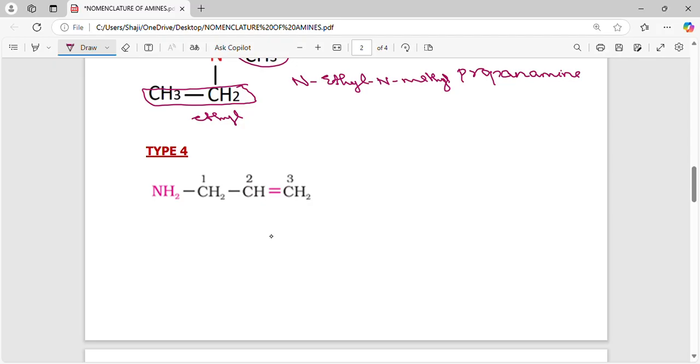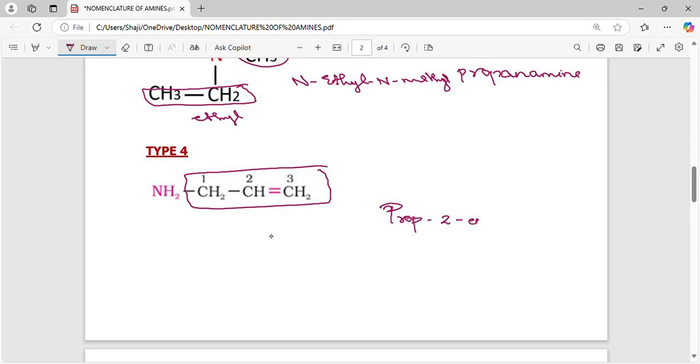Next, type 4. In type 4 you can see a double bond. This is the doubly bonded compound. And wherever nitrogen is attached, that carbon gives us position number 1. This is 2 and 3. Since it is 3 carbons, we need to write the root word as prop. After prop, it is different from the previous question. After prop, we need to write the position of the double bond. The double bond is in the second position. So prop-2.